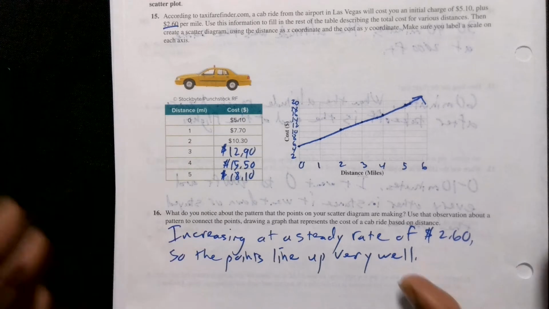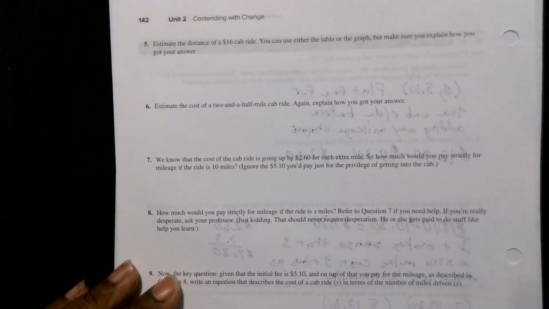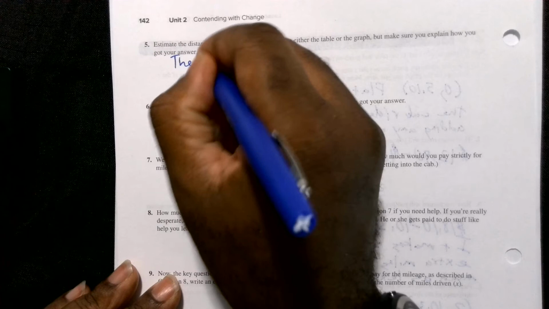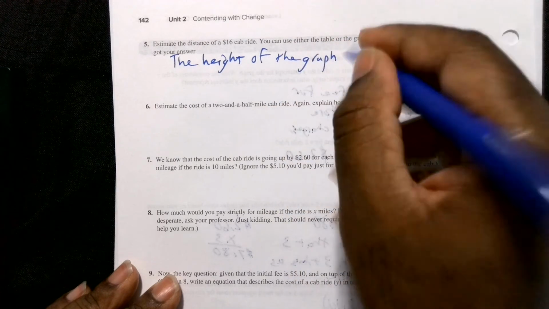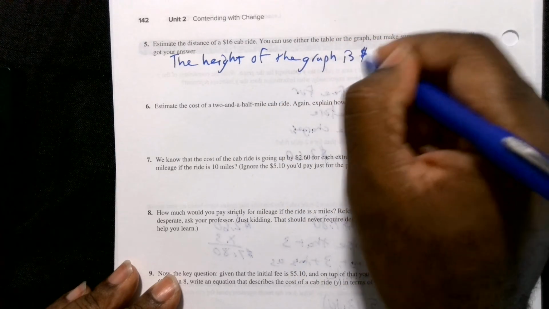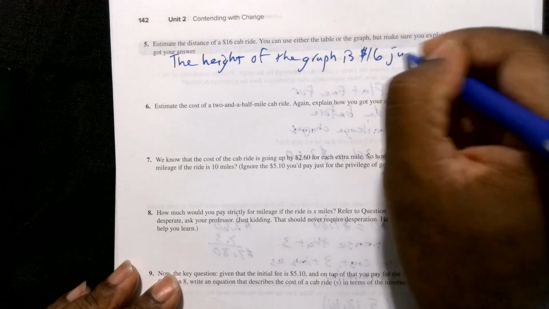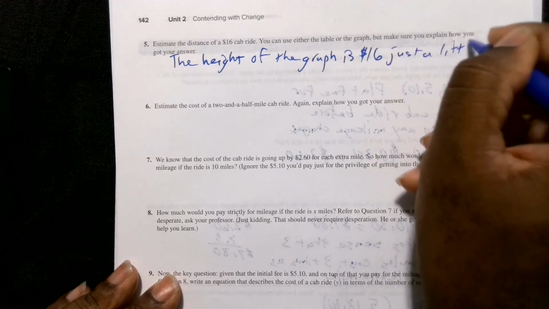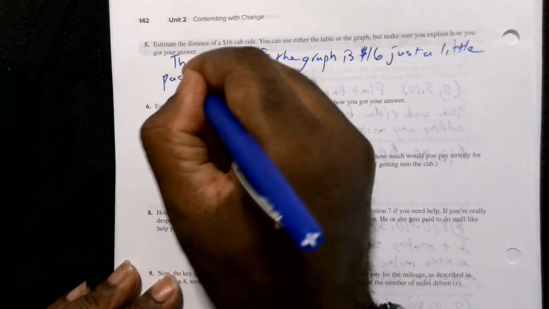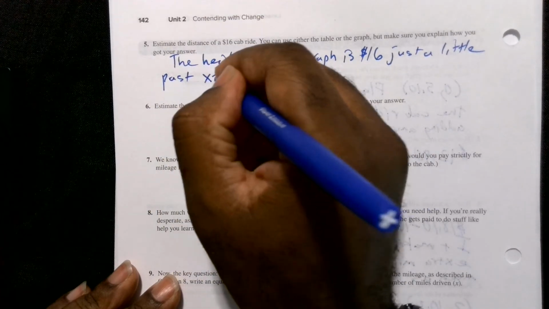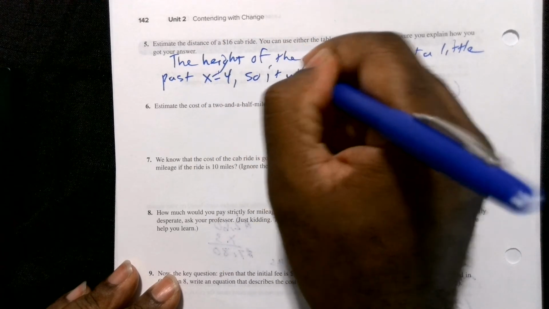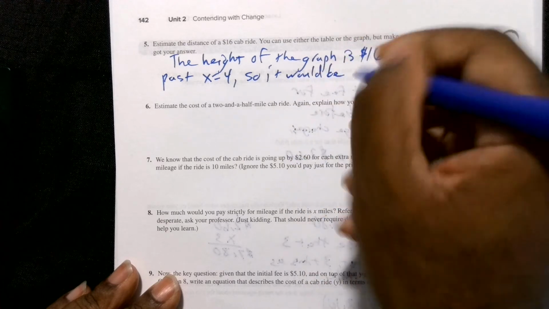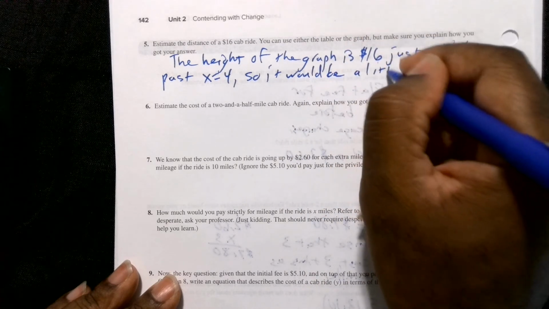Just slightly past that. So, we could say the height of the graph is $16, just a little past x equals 4. So it would be a little over 4 miles.